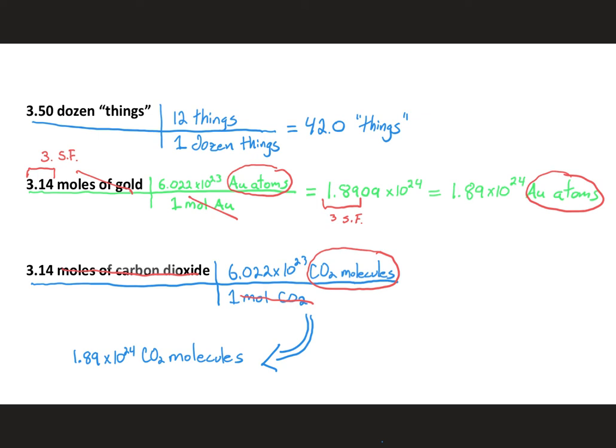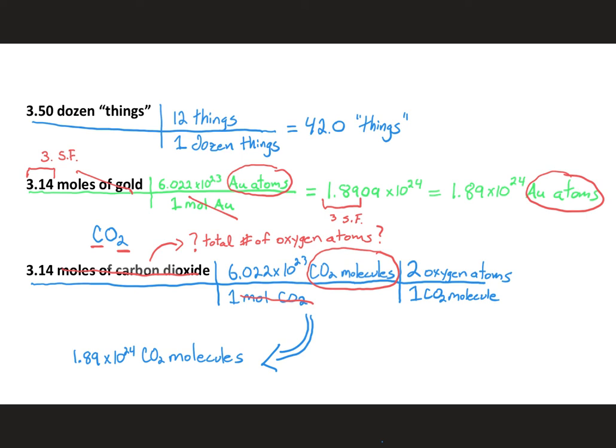Now, look at the formula for carbon dioxide, CO2. 1 molecule of carbon dioxide has 1 carbon atom and 2 oxygen atoms. So in this question about 3.14 moles of carbon dioxide, what if we asked for the total number of oxygen atoms? Again, we would keep this conversion going the way it was originally set up, only we would add one more conversion: for every 1 carbon dioxide molecule, there are 2 oxygen atoms, giving us the total number of oxygen atoms in 3.14 moles of carbon dioxide.